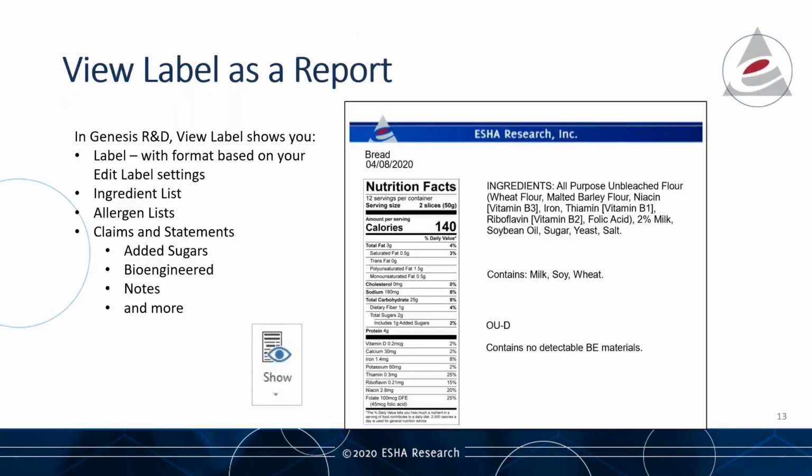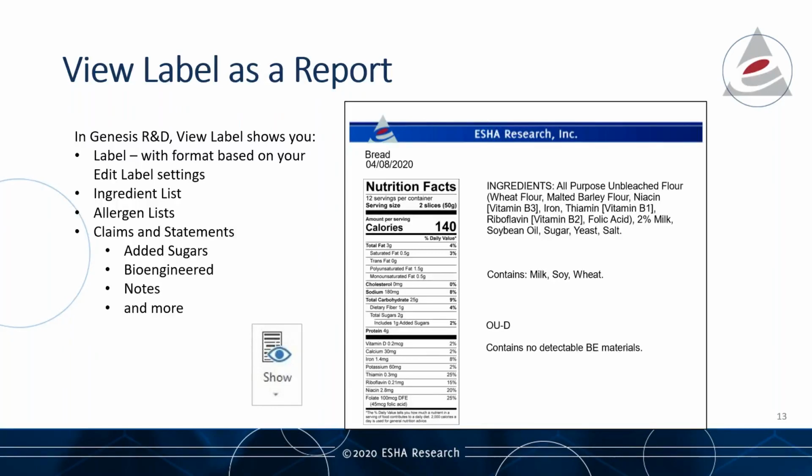And then we also have the view label screen. You can use that particular view as a report. So when working with your recipe, and you choose view label, this is like what would appear on the screen. So you have, again, your recipe name, you have your label and the format that you've chosen in your edit label view, and then ingredient statements, allergen statements, additional information like we talked about bioengineered status and symbols in another webinar. You can present that information here.